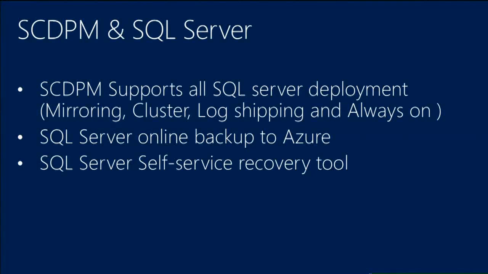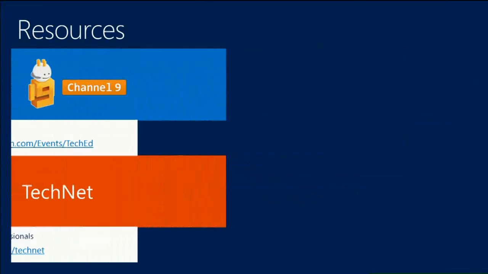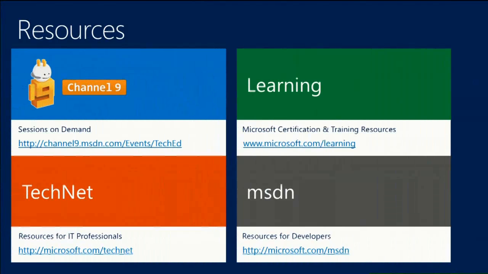Anyway, so if I go back here, I told you that with System Center DPM, you can back up. It's supporting AlwaysOn, mirroring, cluster and log shipping. I don't know if anyone uses log shipping anymore, but I think I don't use it. SQL Server online backup to Azure. Then the SQL Server Self-Service Recovery Tool, as I did mention to you. Pretty much it.